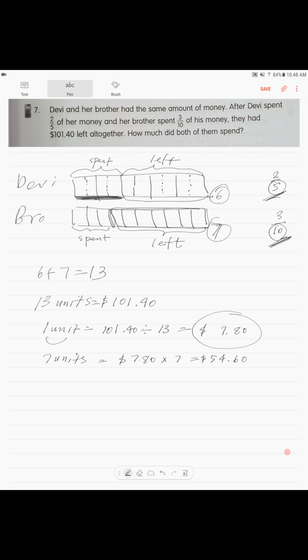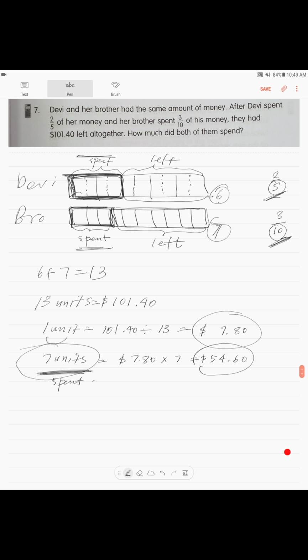This is it, right? 7 units is the money that both of them spent. Those are these 4 units, and these 3 units, spent. 4 units of Devi, 3 units of brother. Total 7 units of spent money.